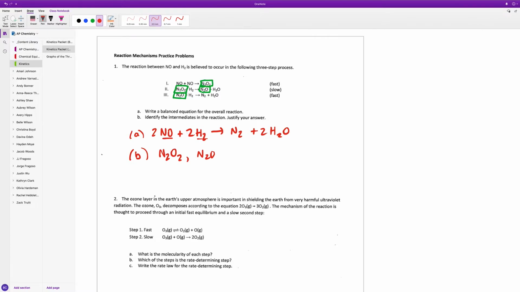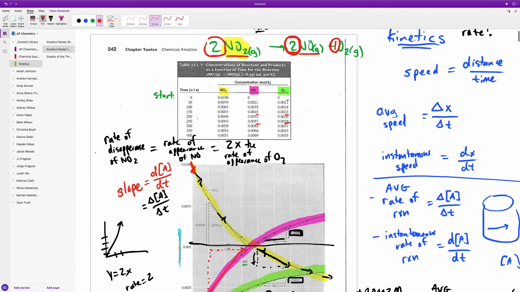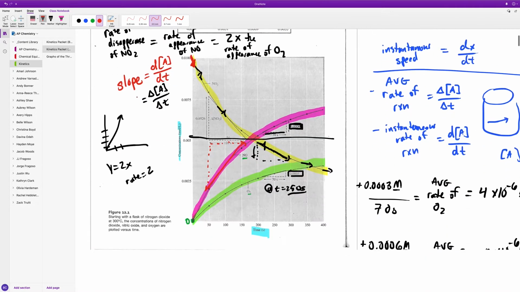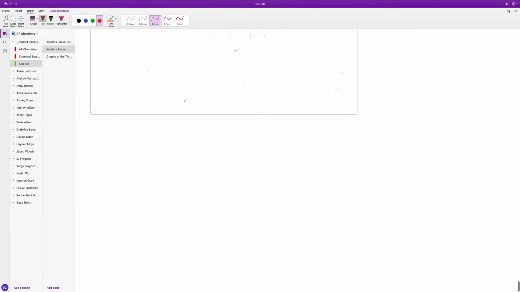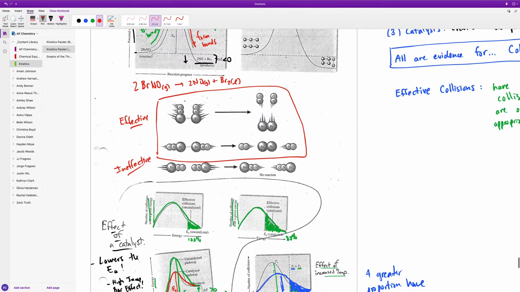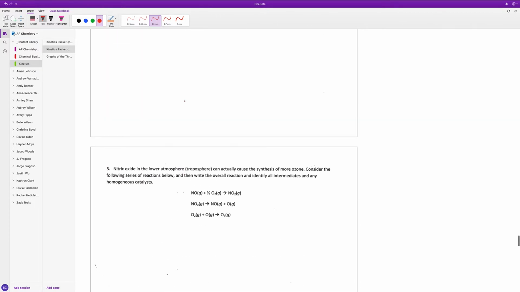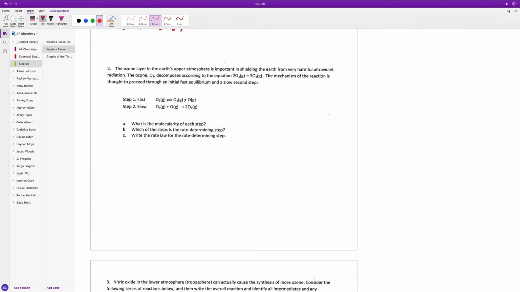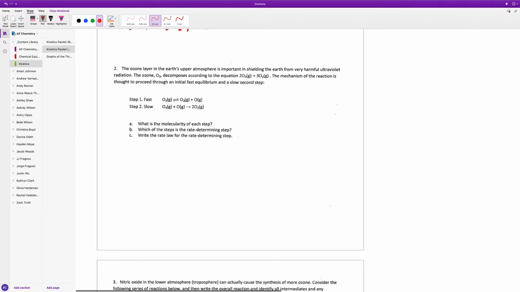Okay, let's look at number 2, the ozone layer. Down toward the end. The ozone layer in the Earth's upper atmosphere is important in shielding the Earth from very harmful ultraviolet radiation. Ozone, O3, decomposes according to the equation 2O3 yields 3O2. The mechanism of the reaction is thought to proceed in an initial fast equilibrium and a slow second step.